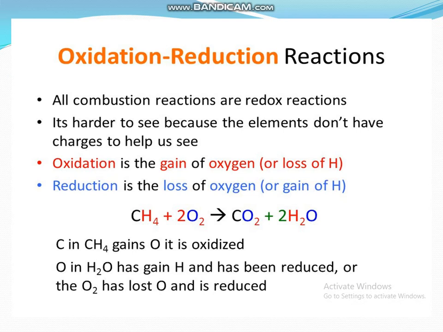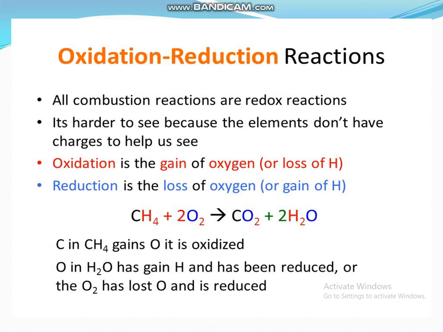Now come to the example of combustion reactions. In oxidation reduction reactions there are different types of reactions which occur. All combustion reactions are redox reactions. It's harder to see because the elements don't have charges to help us see, because electrons are not involved in this kind of reaction, as we are discussing oxidation in terms of gain and loss of oxygen and hydrogen, not in terms of electrons. That's why we are not considering the charges.